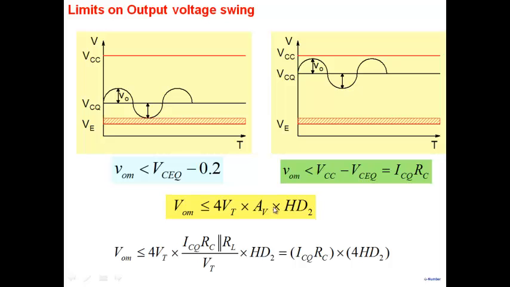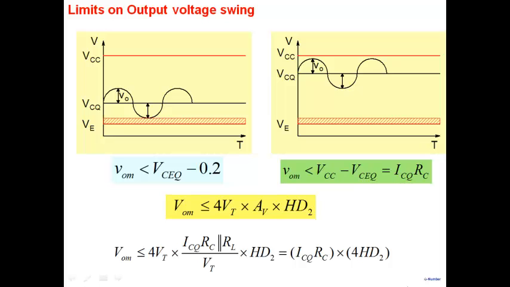Where is this coming from? From the distortion angle. Now if you compare these two, just compare these two. Which one is larger? I've expanded this one, 4 VT, AV into HD2. AV I've expanded, which is ICQ RC parallel RL by VT into HD2 here. If I look at the open circuit voltage swing here, RL I neglect here. This gives me ICQ RC into 4 HD. So compare this term, which is coming from here, versus this term. Which term do you think will be important?